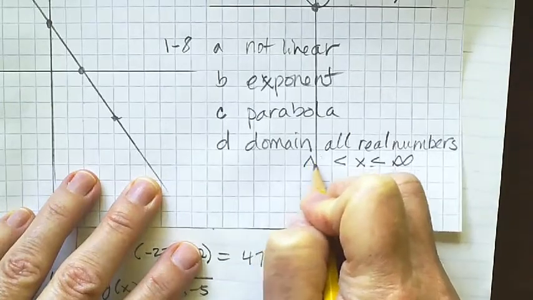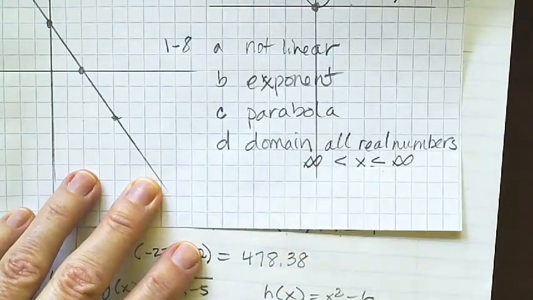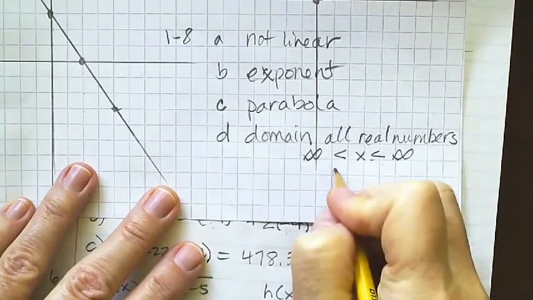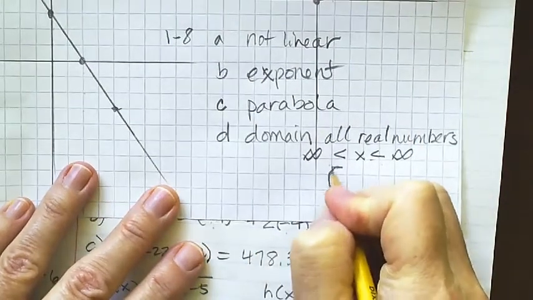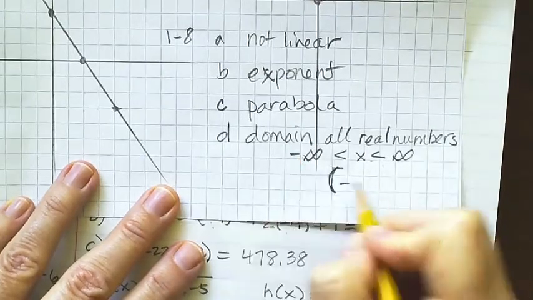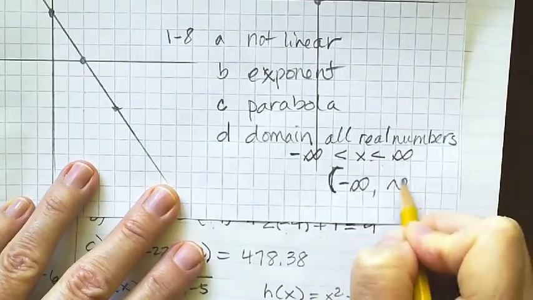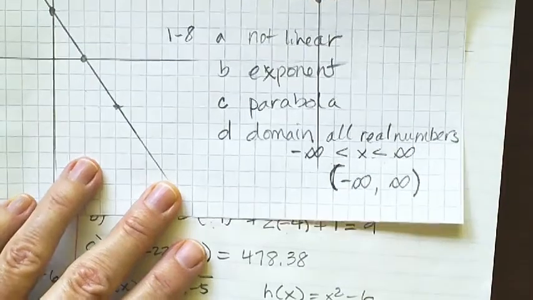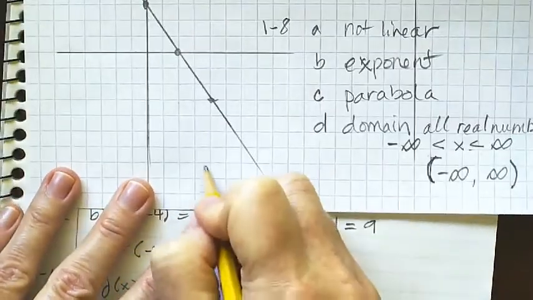X is between negative and positive infinity, not including those because there's no such number as infinity. You could also do this. Whoops. So you would do open parentheses. Oops, I forgot the negative. Negative infinity to infinity. Range.